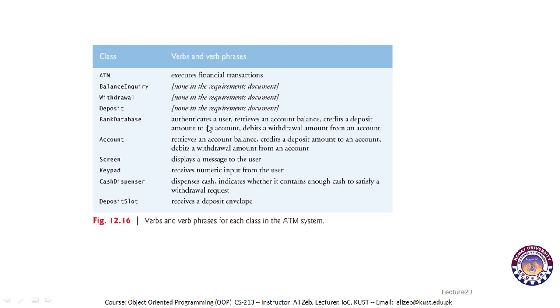The bank database authenticates a user, retrieves an account balance, credits a deposit amount to an account, debits a withdrawal amount from an account. An account retrieves an account balance, credits a deposit amount to an account, debits a withdrawal amount from an account. So these are the phrases that describe each of these potential classes. A screen displays a message to the user. Keypad receives numeric input from the user. Cash dispenser dispenses cash, indicates whether it contains enough cash to satisfy a withdrawal request. Deposit slot receives a deposit envelope.